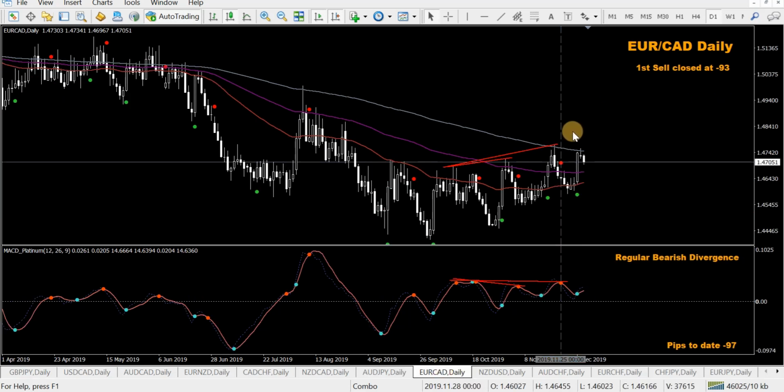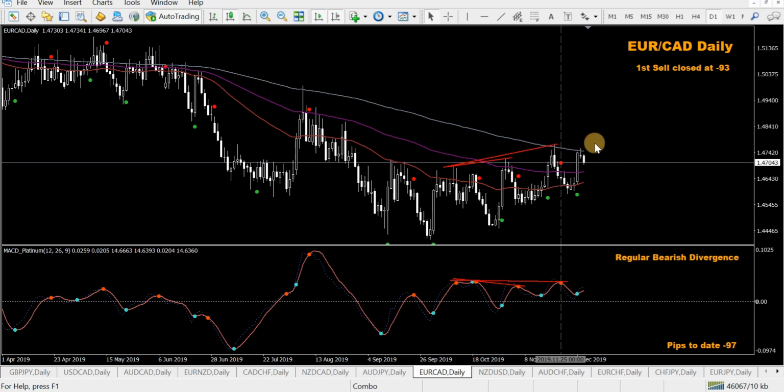EUR CAD, I took a sell on this grey dotted line and I closed it on this green signal. It's just regular bearish divergence at the moment. It's pretty ugly, it's pretty flat. It's not exciting. If I get a sell, I might have another go. See how price goes up to 240, bounces off. Here's another example, bounced off. It could bounce off again.